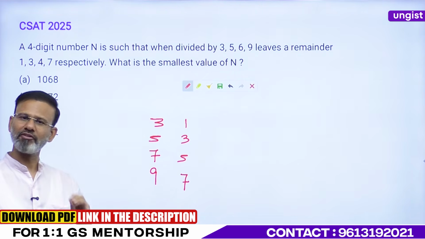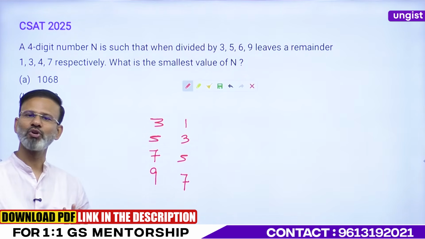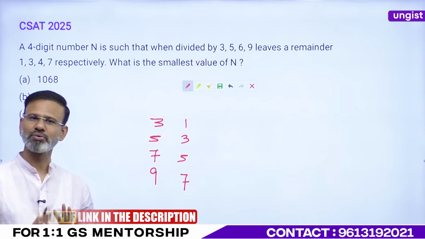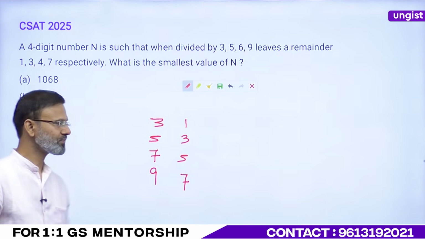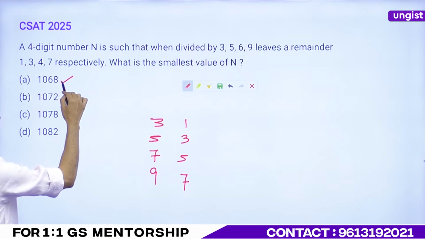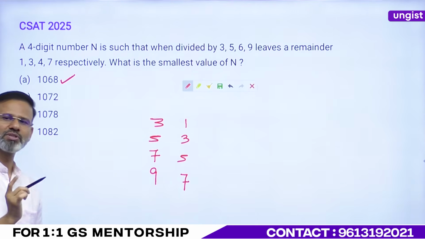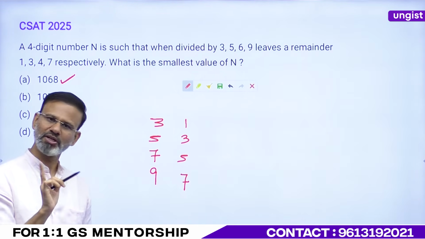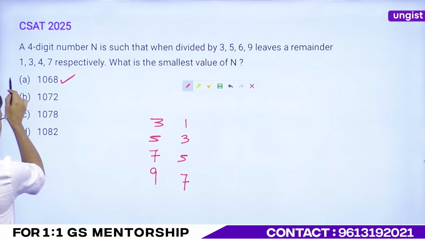Again, friends, I'll solve this question with the help of the options only. I won't be solving this question with the proper method. So here, 1068 is completely divisible by 3 because the sum of the digits of the number is 15, right? So this can't be the answer.